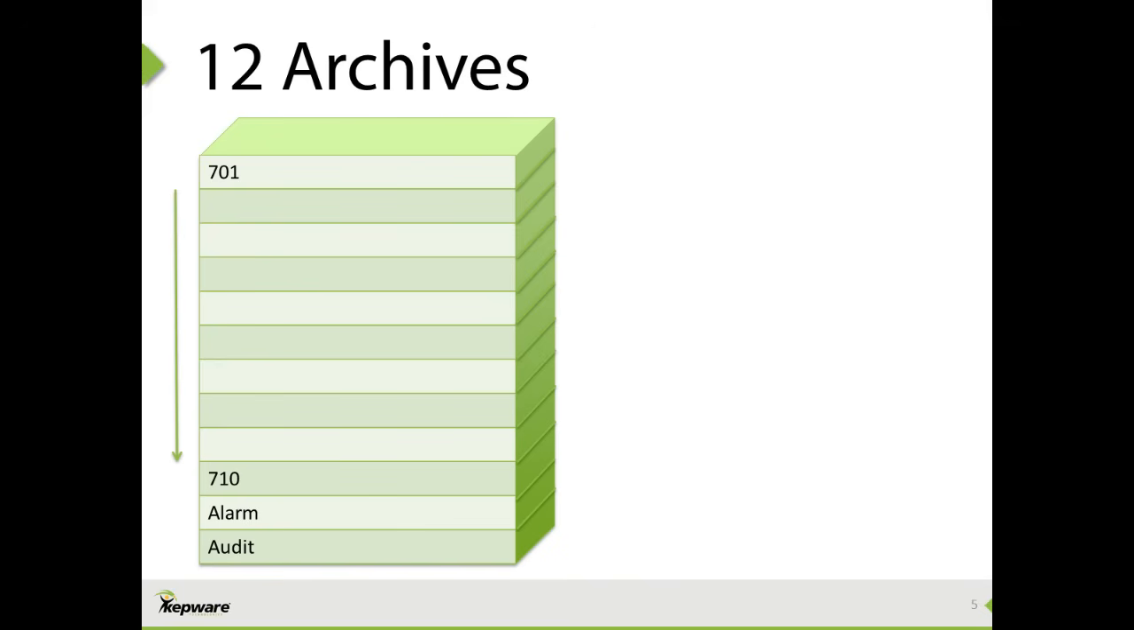configurable, which means the user can put in any data in those records that they want. And then the other 2 archives, alarm and audit, those are going to be fixed. So what we're interested in is 701 through 710. And each of these archives can be split into multiple records. And one record might be equivalent to maybe one run or batch of data, right?